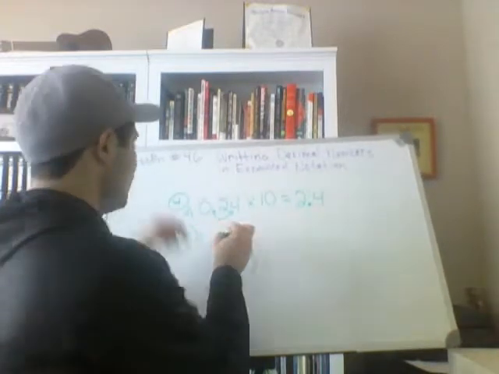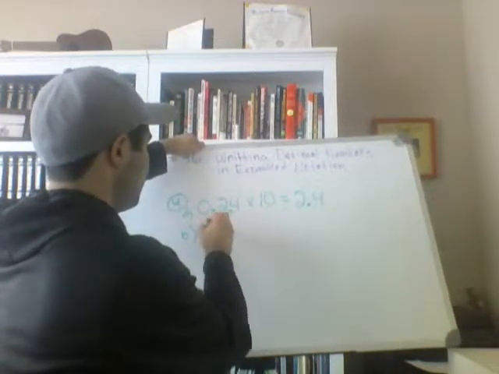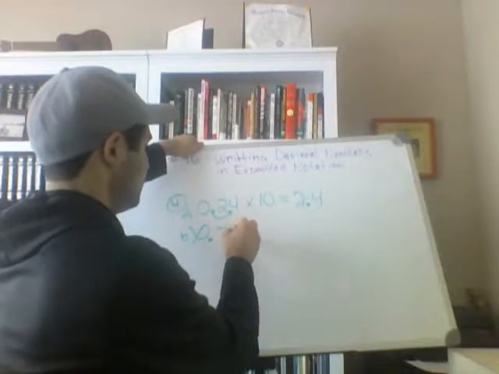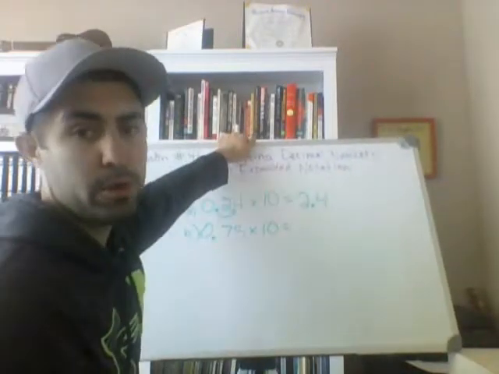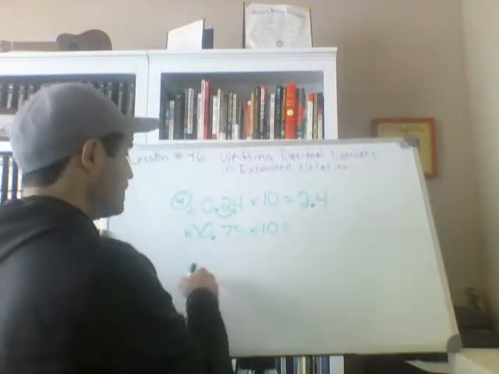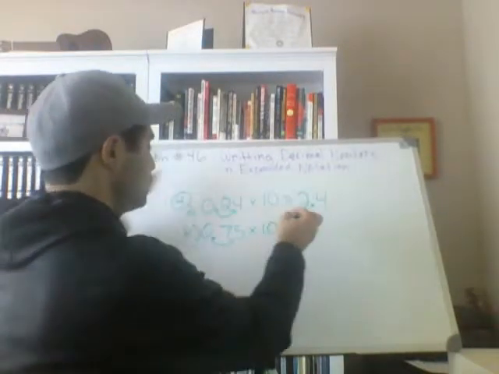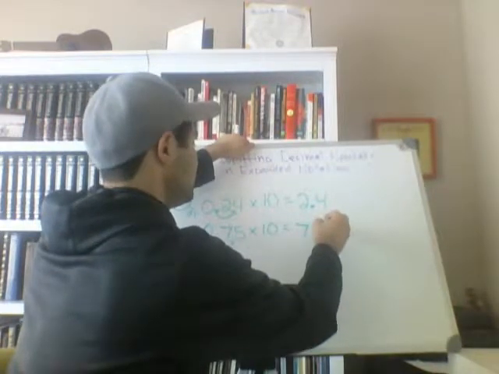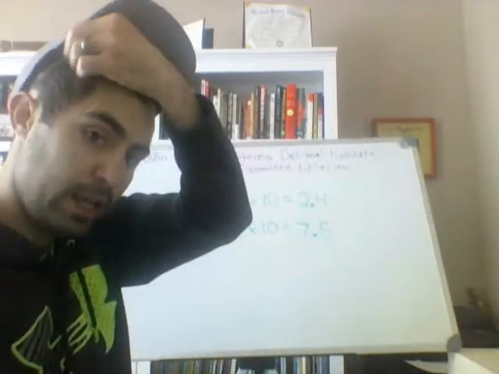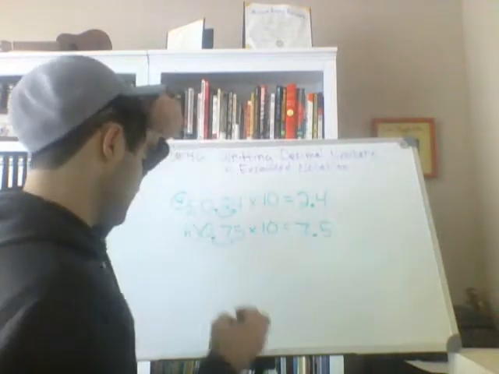Part B, let's try 0.75 or 75 hundredths. Okay? If I multiply that by 10, where would the decimal point be? Well, if you multiply anything by 10, you move the decimal one place to the right. So now the decimal point is going to be in between the 7 and the 5. So this would be 7 and 5 tenths.